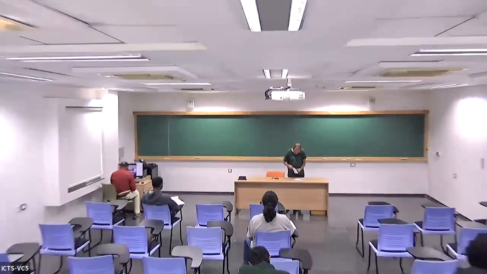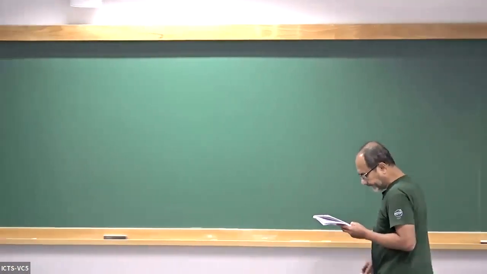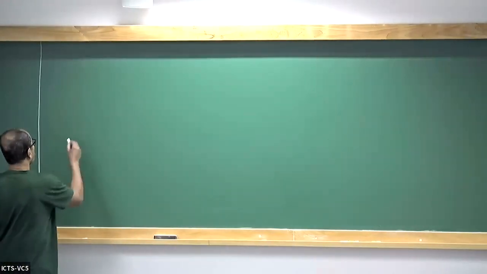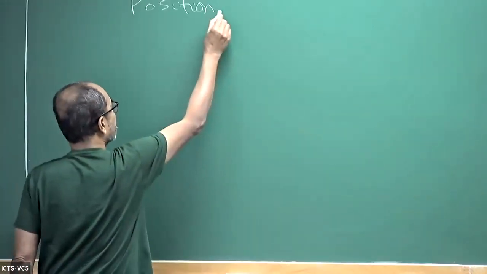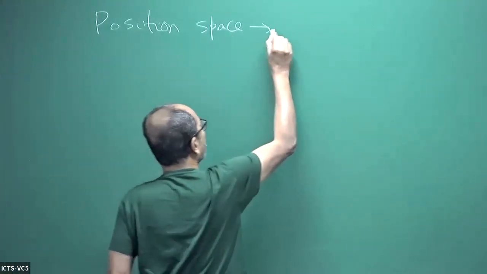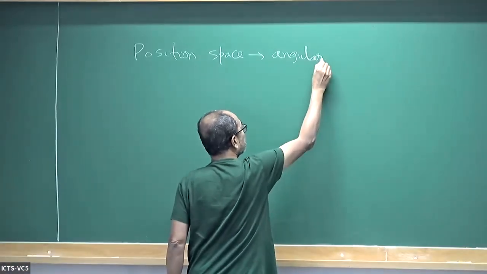Okay, so let me then begin. Today we'll discuss what I had mentioned last time: that we have so far studied fluctuations in position space, but we want to see how to convert this to angular fluctuation.